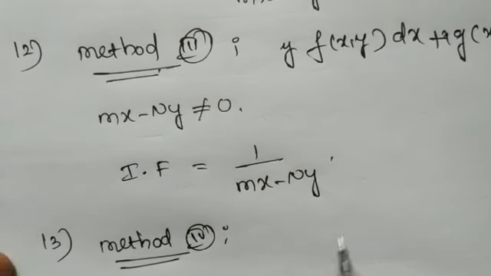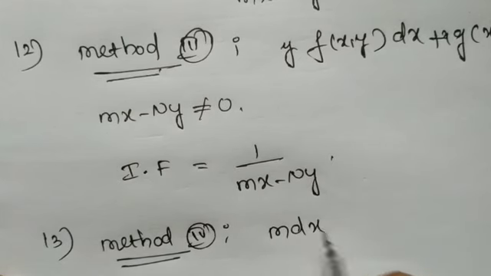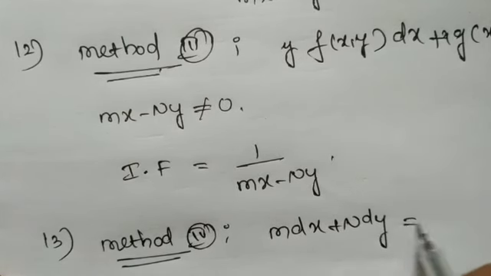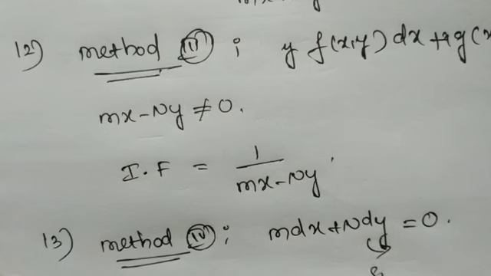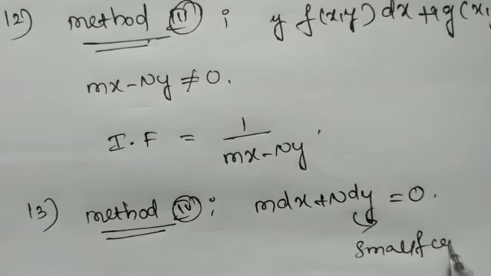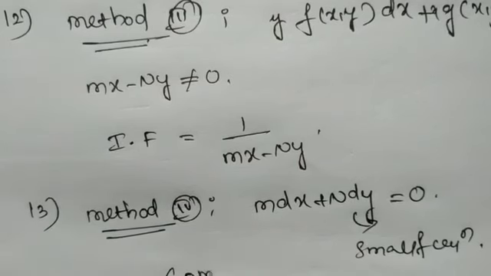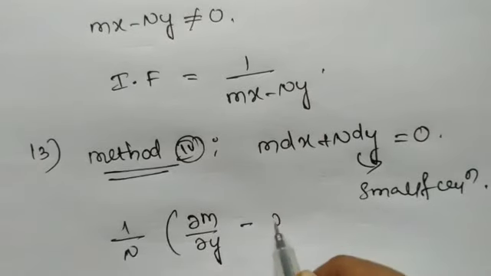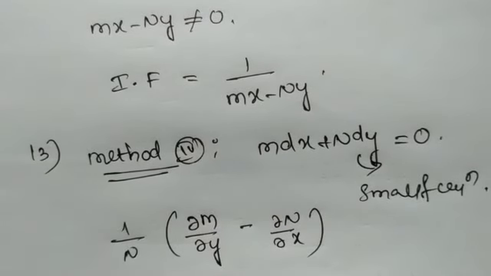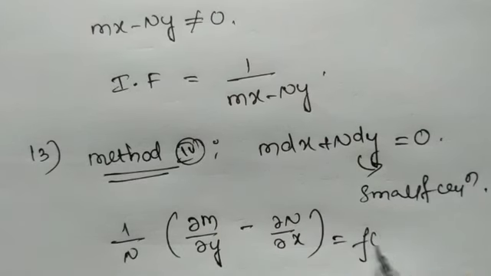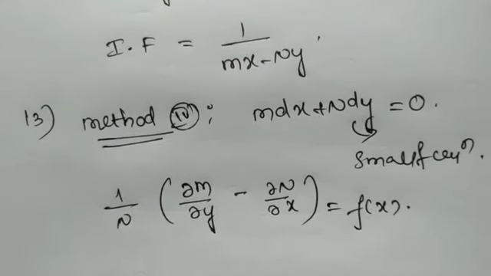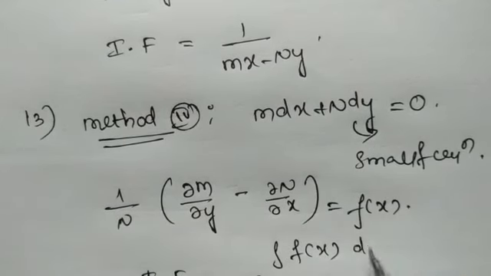So method 4: if M dx plus N dy equal to 0, and in this N is a small function, then check the condition 1 by N into (dou M by dou y minus dou N by dou x) equal to f of x. Then the integrating factor is e power integration of f of x dx.